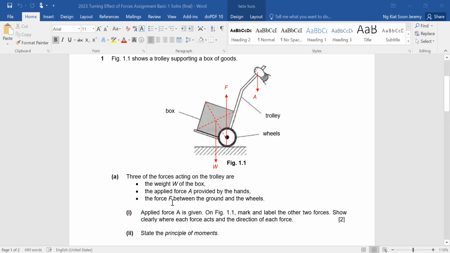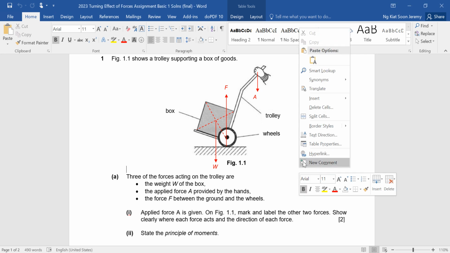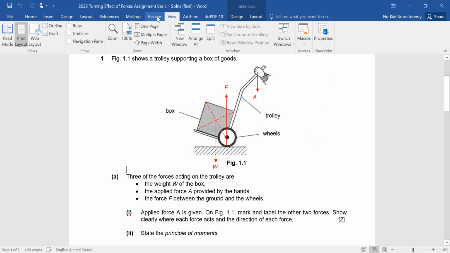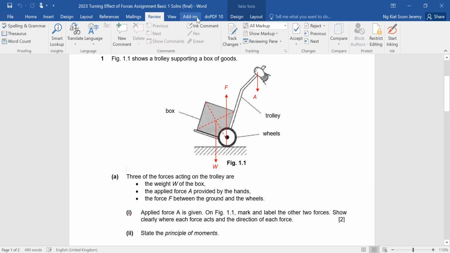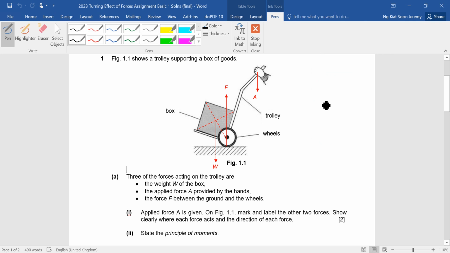Okay, for the force between the ground and the wheels, right, this is actually a normal contact force. Some of you interpreted it as a frictional force. Right, in this context, if it were a frictional force, alright, you have actually some form of net force, right, which is unlikely in the context of a question like that. Okay, so just take note that in general, when in doubt, you can just assume that the object is in equilibrium.